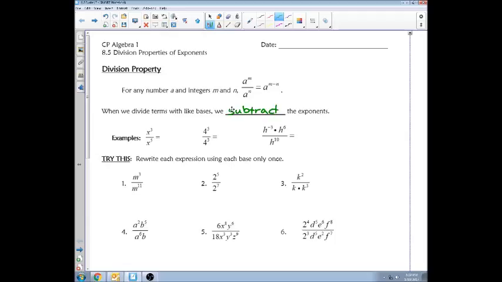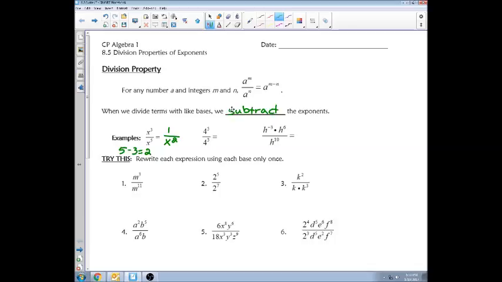So for this first example, I have x to the third over x to the fifth. Well, 5 minus 3 is 2. Because x to the fifth is larger than x to the third, I'm going to have my remaining x squared in the denominator. And because there's nothing left in the numerator, it will be 1. There's always that hidden 1 in front of exponents. All right? Let's look at number 2.